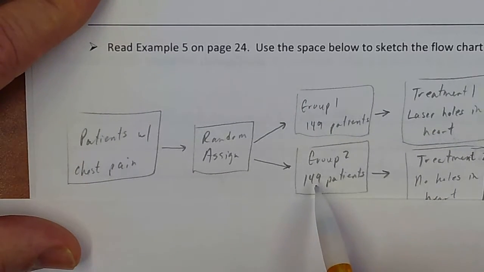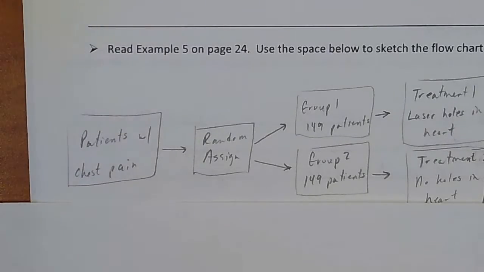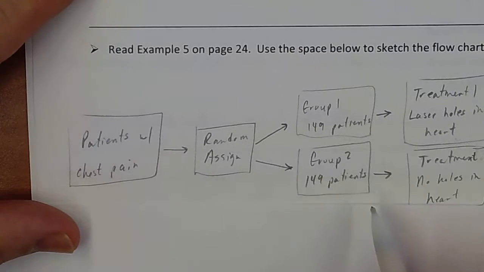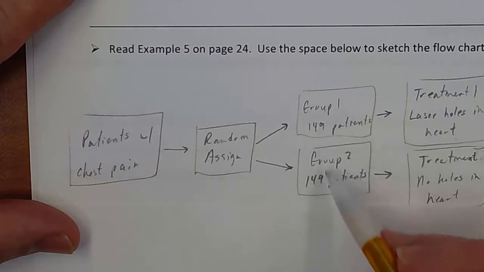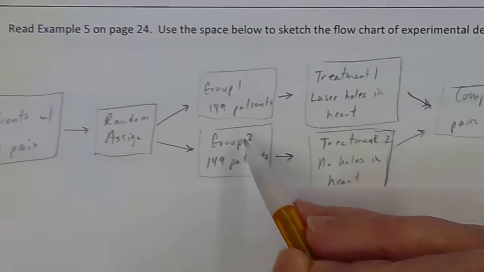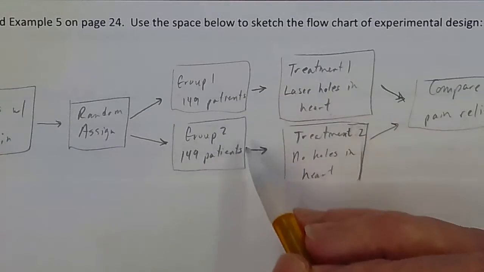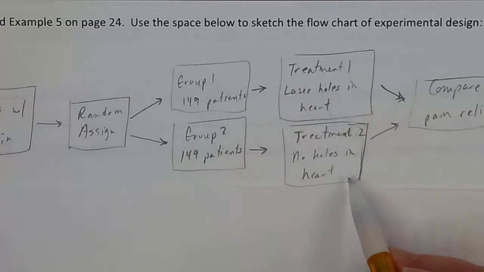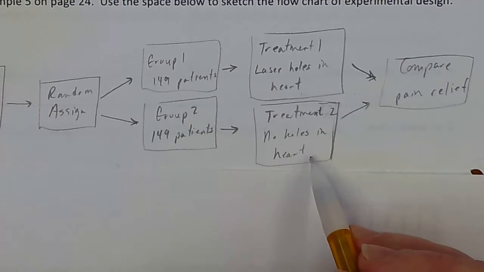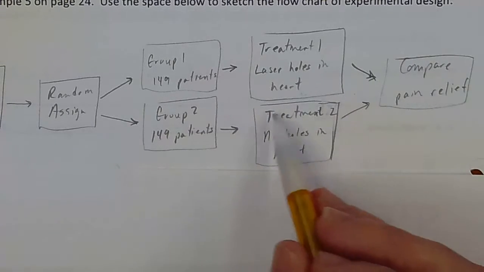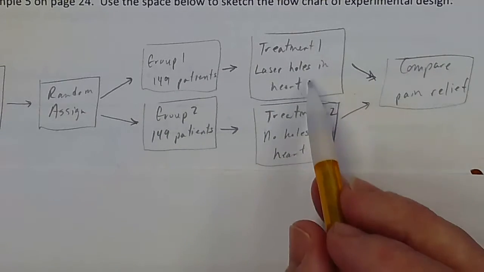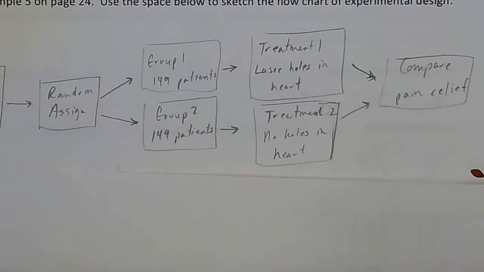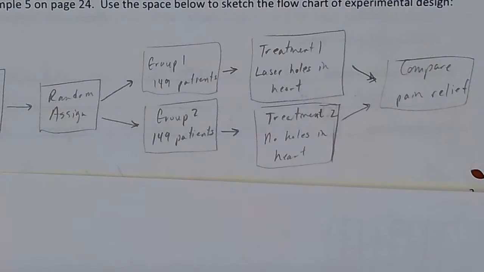And we know how to do SRSs now: assign them numbers, put them in a hat, whatever. We can use the table in the back. Our calculators can do random numbers, so we find some way to randomly assign them. Okay, so in the group 1, you can flip a coin for which group gets the treatment and which one doesn't. The laser holes in the heart, and then the other group had no holes in the heart. Why? Because they're accounting for the placebo effects to see if they saw the success just because of having the surgery.